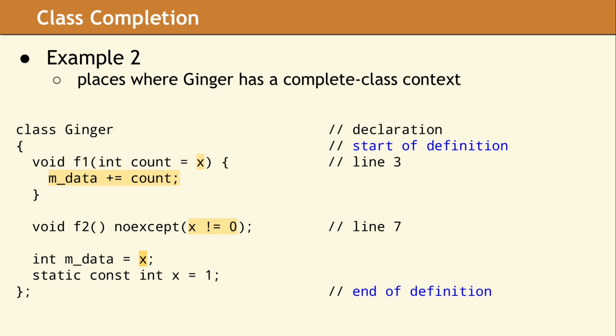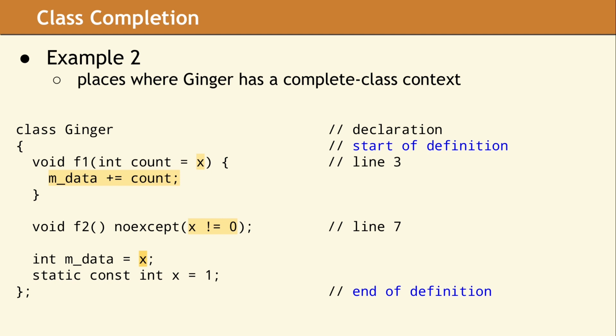Line 3 shows a default argument for the parameter count. The default is not specified as a number, but rather the data member x. Since the standard says you are in a complete class context after the equal sign of a default argument, the data member x is visible, and this code compiles. The visibility we are talking about is not related to the access specifier, which happens to be private in this code. The variable x is only visible where the class is in a complete class context.